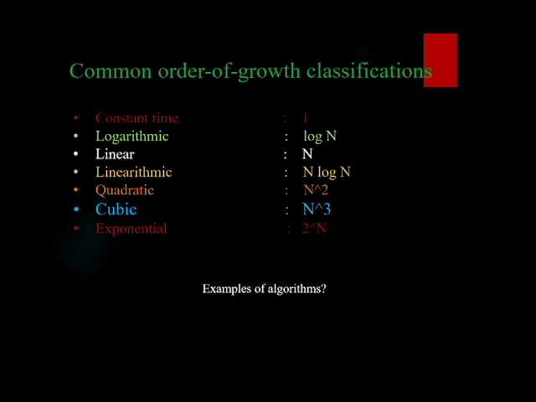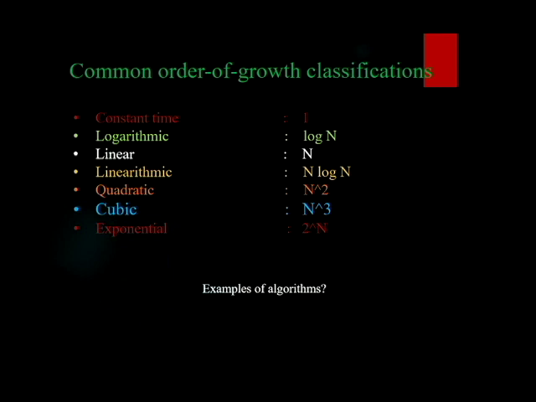So this is interesting to know, the different asymptotic representations of complexity. Constant time we represent as order of 1. Logarithmic is basically log of n. Linear is order of n. Linearithmic is n log n. Then quadratic n square, cubic, and exponential.